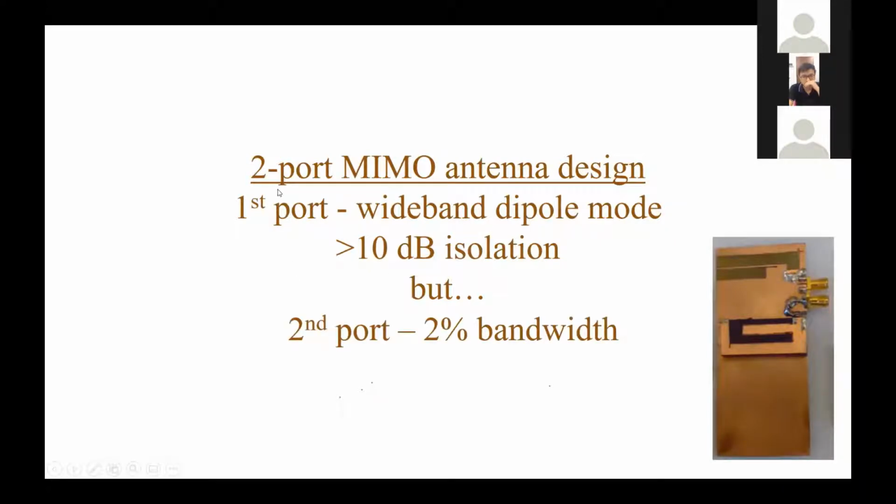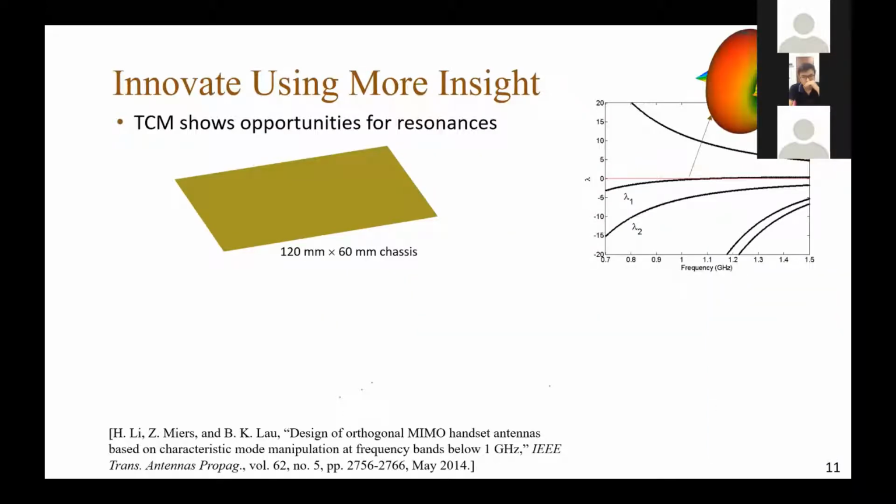Because so far I have shown you a 2-port antenna design. This port we can get very wideband based on the mode of the chassis that we are using. We can get isolation, but the bandwidth is not very good, and it is not useful for cellular applications. It's too narrow. So using characteristic modes, we find out that we can innovate. We can use the insight from characteristic modes to help us. And how do we do that?